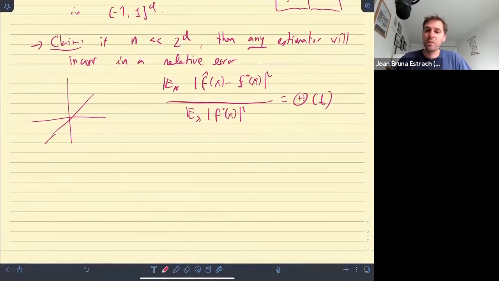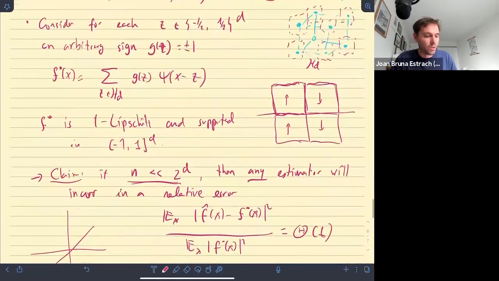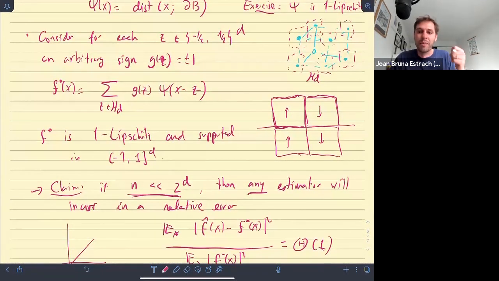So the point is that most of the quadrants are going to be empty. There's going to be no data in most of the quadrants unless I have an exponential number of data points. And if I have no data in a quadrant, there's no way I can generalize, because this function, the way I constructed it, has a completely independent bit per quadrant. So there's no way I can, knowing the value of the function in one quadrant, figure out the value of the function in a different quadrant. So there's no generalization that is possible.